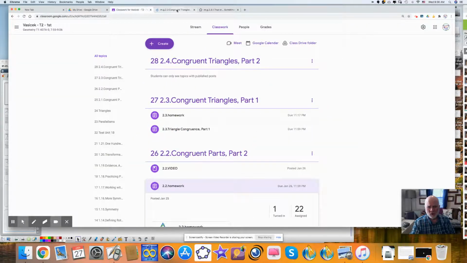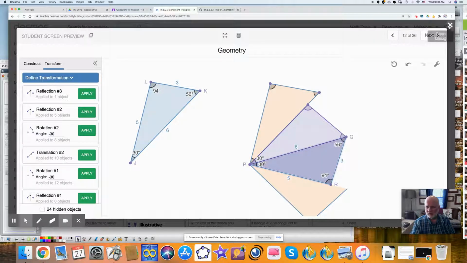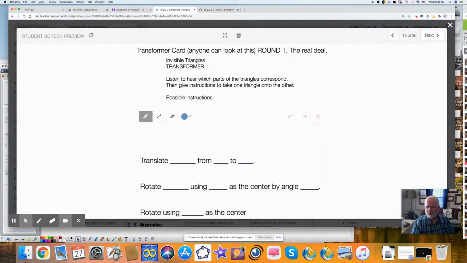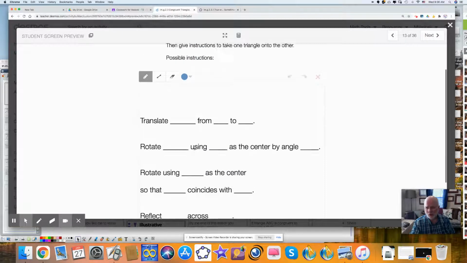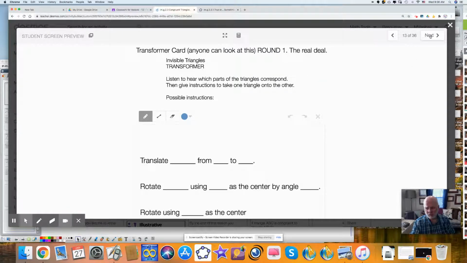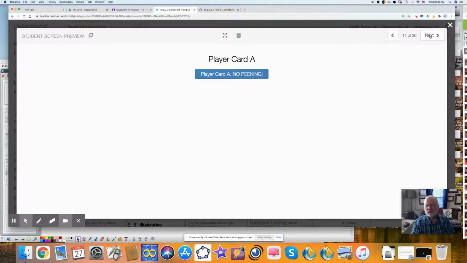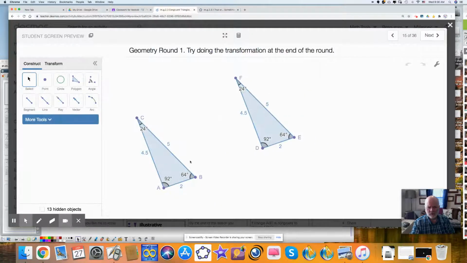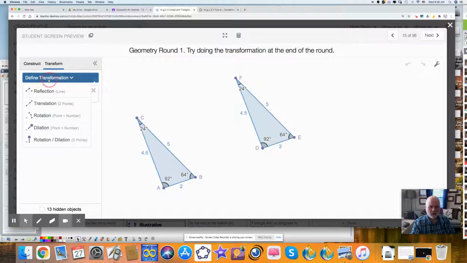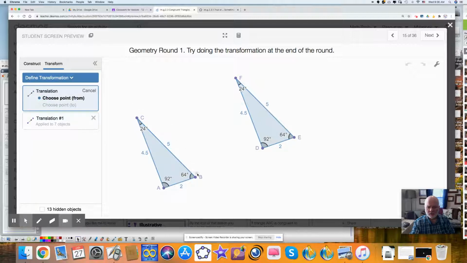If you're doing this on your own now because you missed class or whatever reason, make sure that you are familiar with the language of the transformer card. When we translate, we're translating a triangle. So here, if I were to translate triangle ABC, I'm not going to go from B to D. Point B, 64 degrees, matches up with point E. So I could define the translation as going from point B to point E. We're going to translate triangle ABC from point B to point E, and then it matches up.